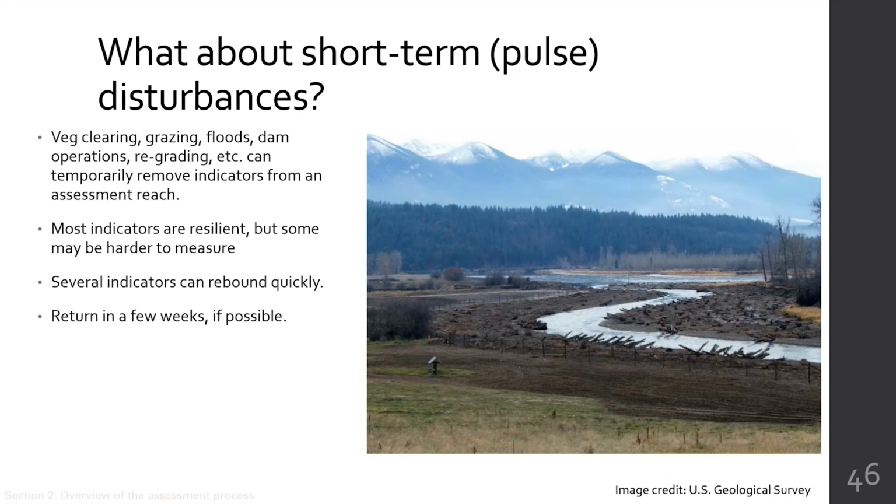For more short-term disturbances, like vegetation clearing, this is an example of a site undergoing restoration. I believe it's in Idaho. These can temporarily eliminate certain indicators from an assessment reach, and you won't be able to detect them if you don't have enough time to recover. Sometimes they're resilient, they'll recover really quickly, or they can even resist the disturbance. But it would probably be better to return and conduct the assessment several weeks after that disturbance has happened, and that gives you a better way to measure some of these indicators.